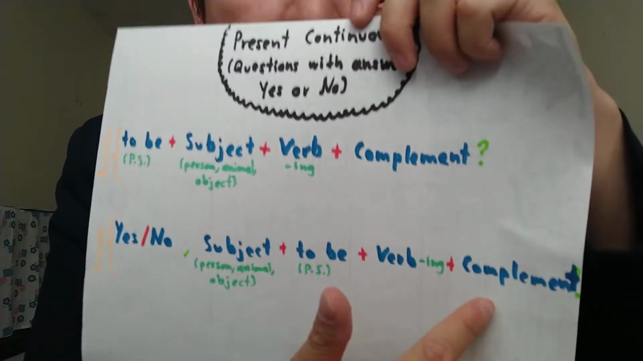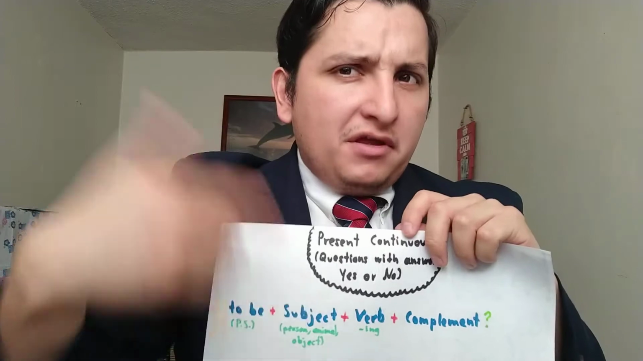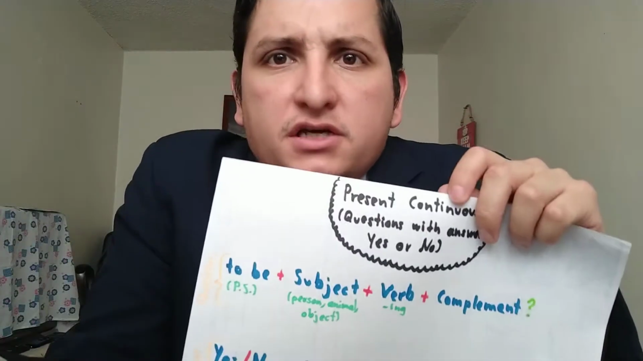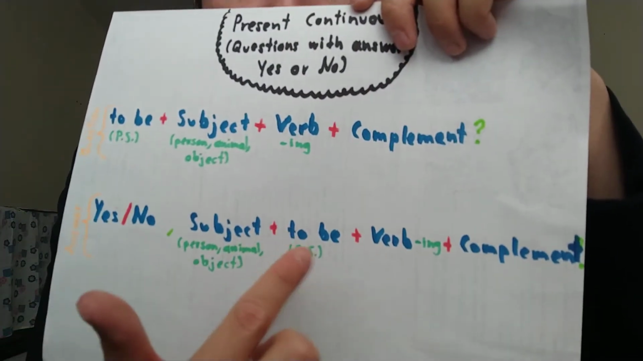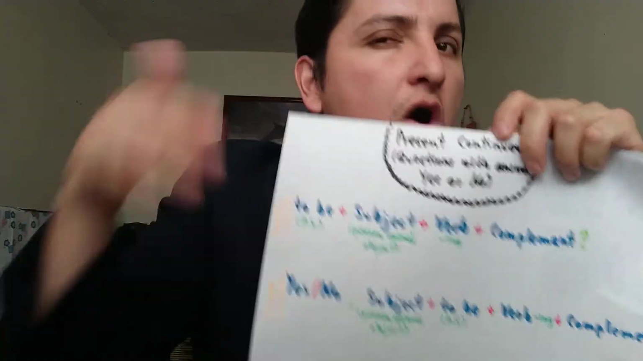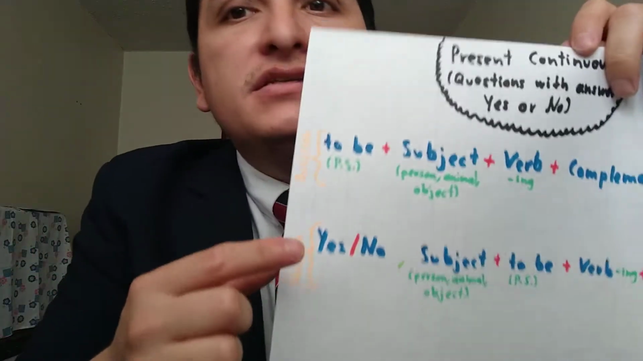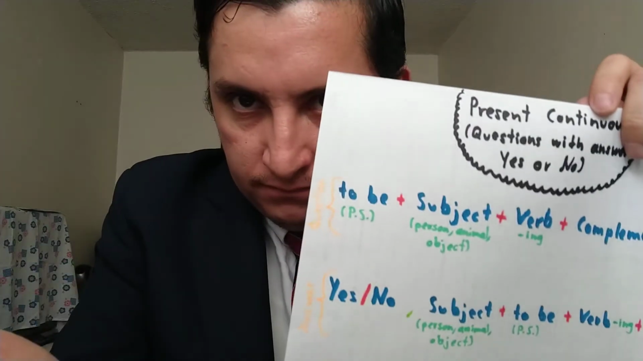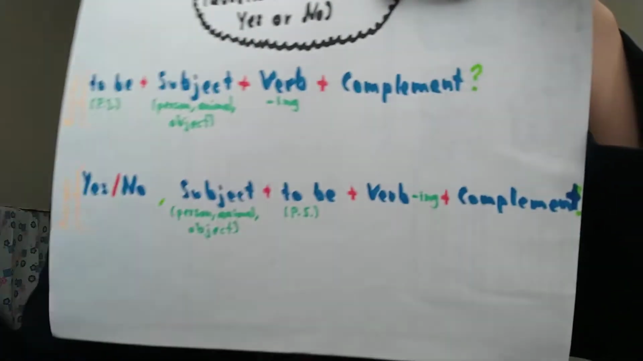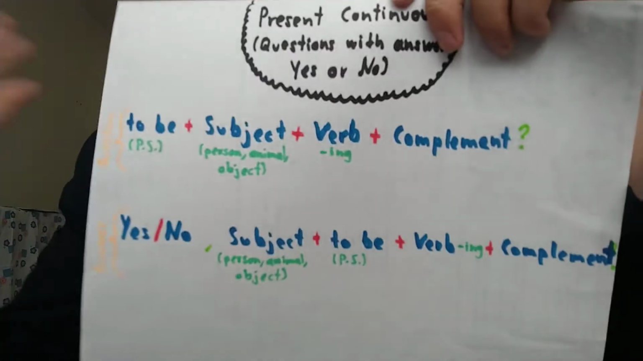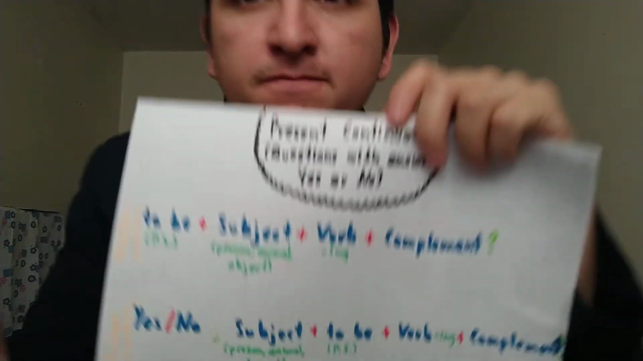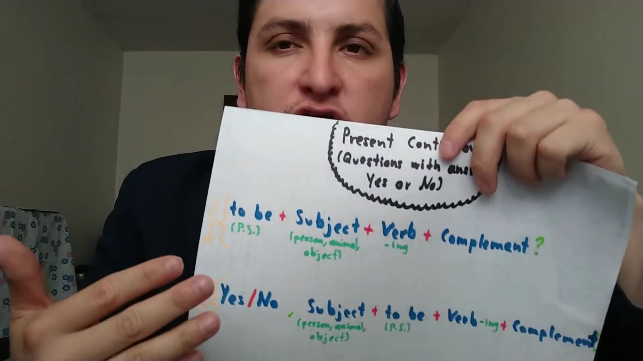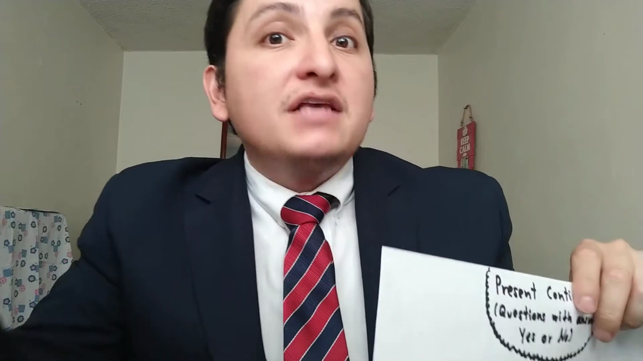And this is the formula that we saw before, do you remember in the last lesson about present continuous? Subject, to be, verb, and complement. But this time, the only thing that we are adding is yes or no. And that's it. If you remember this, you will be able to make different kinds of questions in present continuous. Now, these questions are to confirm if the subject is doing a certain action, okay? Only to confirm yes or no, and that's it.